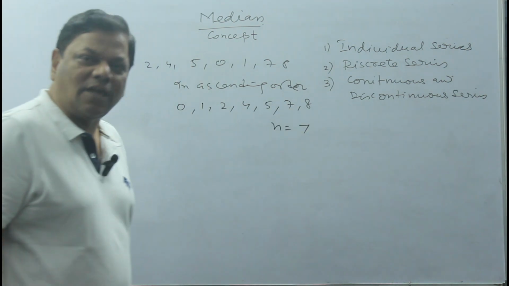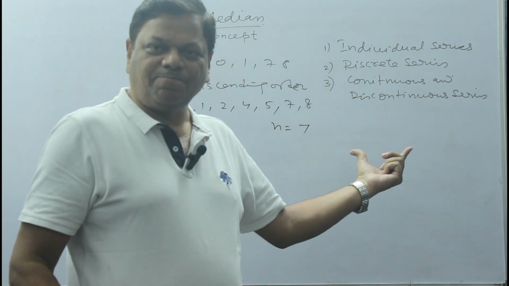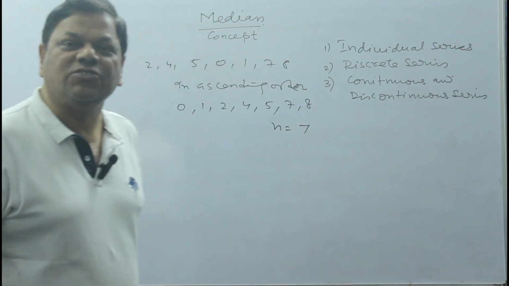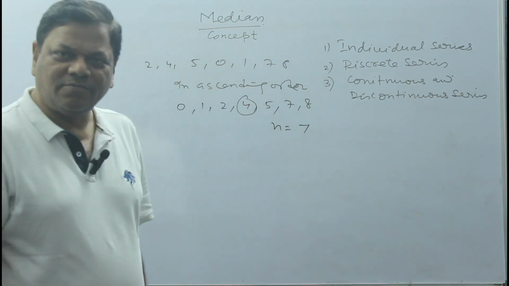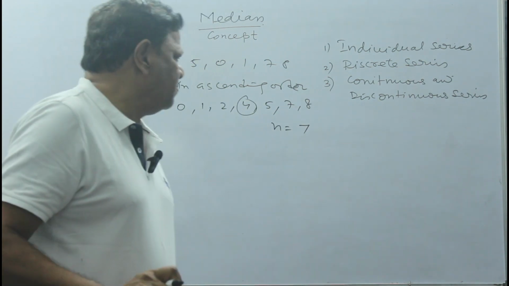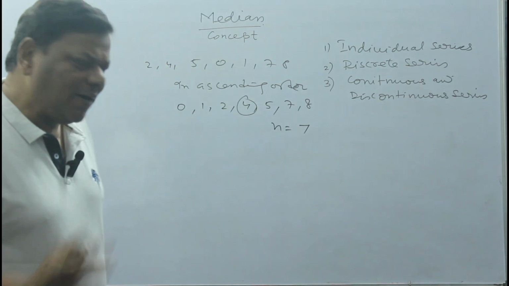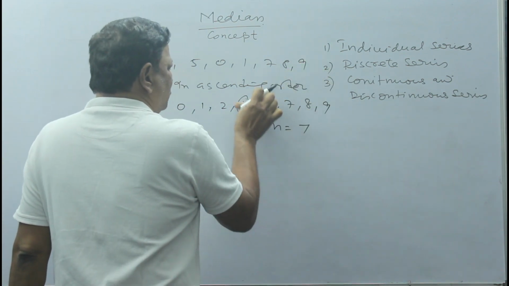So if n is 7, that means n is odd. Easily I can say which is median. If n is odd, which is the middle? In the middle 4. So 4 is the median. How to find that I will explain to you. I will give the formula to you. Now this is the median 4. But think another value is given, 9.